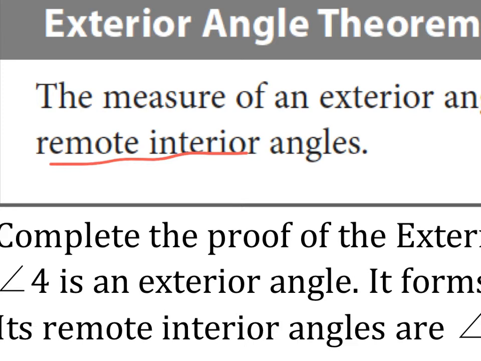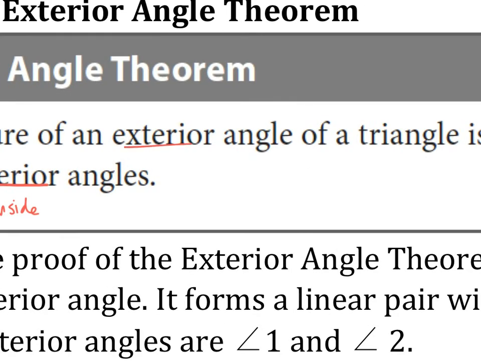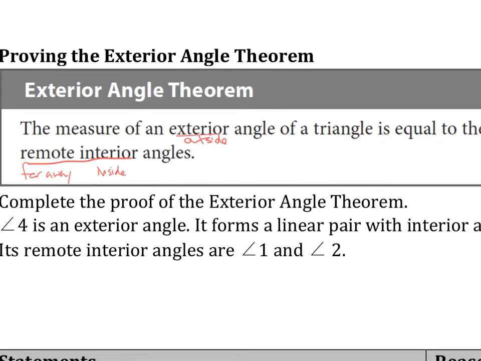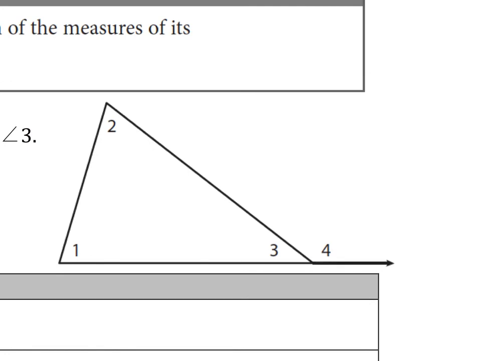So our remote allows us to be far away. Okay, I'm going to rewrite that because I know that was bad. Far away. And interior, again, just means inside. So the exterior angle, the outside angle, is equal to the 2 farthest away angles added together, is really what that says. So in this case, if we have this triangle, our exterior angle is the one outside of my triangle.